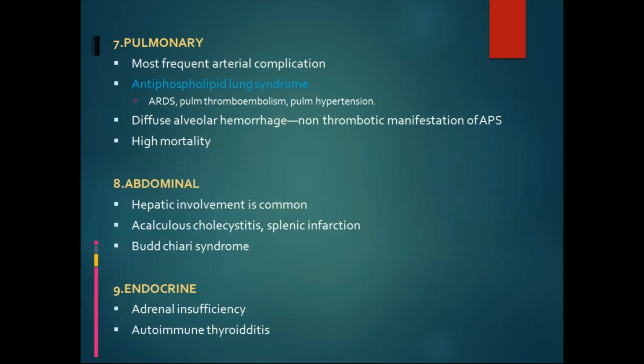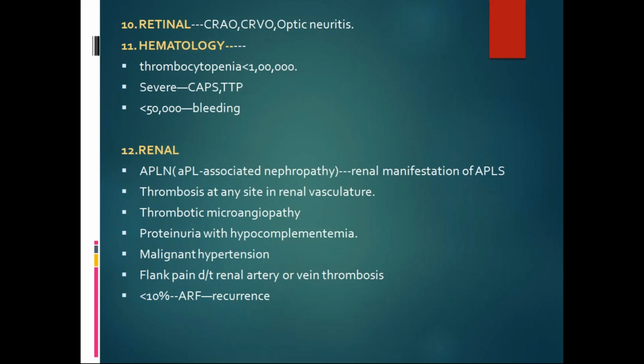As I already mentioned, pulmonary, abdominal, endocrine things. Budd-Chiari syndrome is of prime importance that you should mention whenever the question is given. Retinal, and then renal. So what are all the entities? You must remember it affects all the organs. In antiphospholipid syndrome, you have to remember the basic thrombotic phenomena and know and write the diseases pertaining to that particular phenomena. That is renal: thrombosis in renal vasculature, thrombotic microangiopathy, proteinuria with hypocomplementemia, hypertension. Just remember the names. That's it.